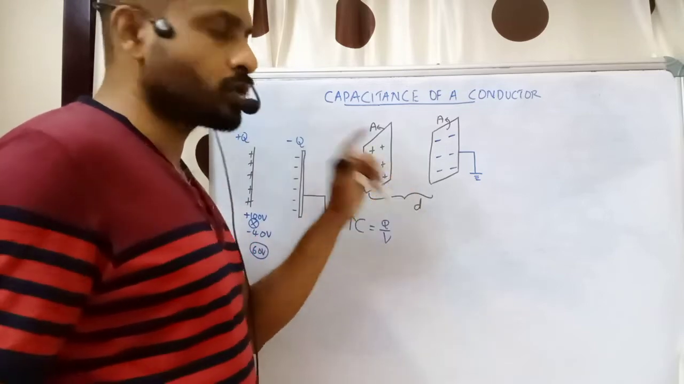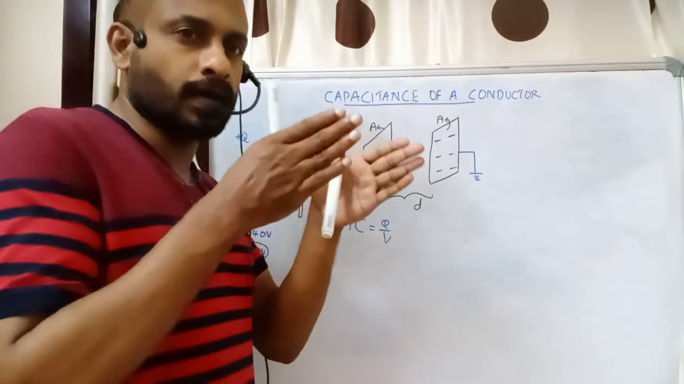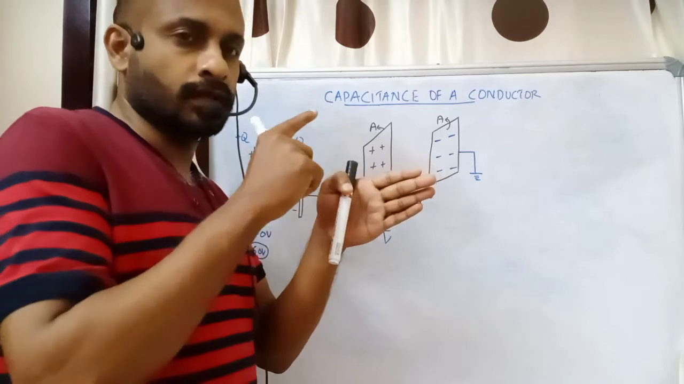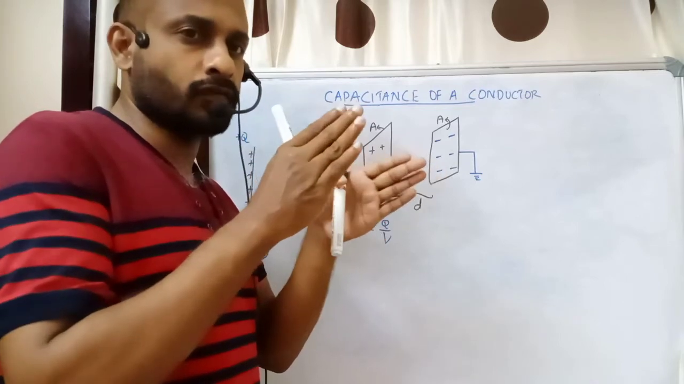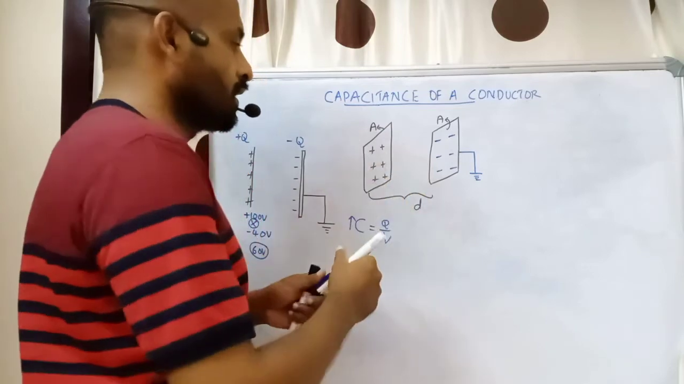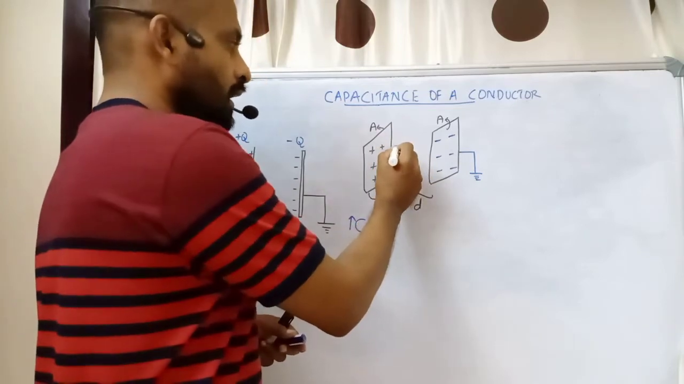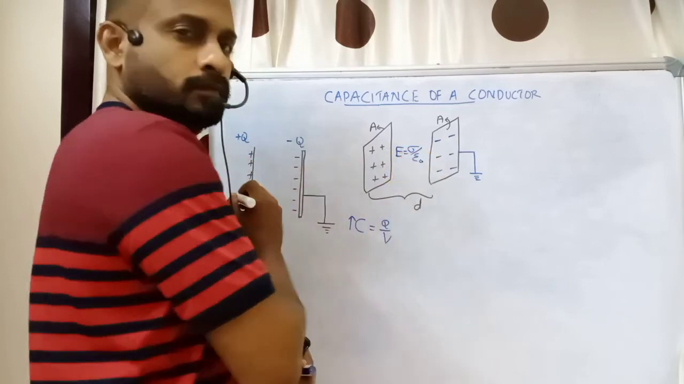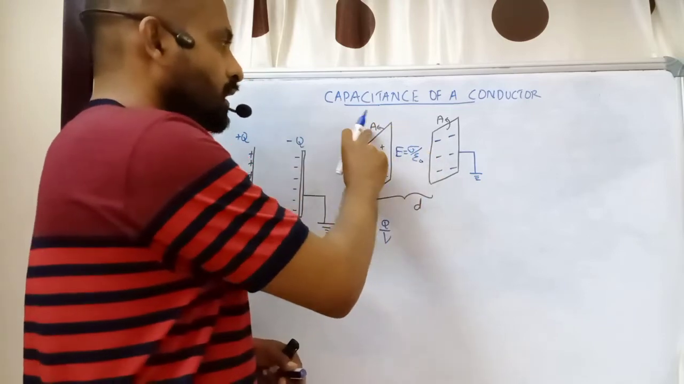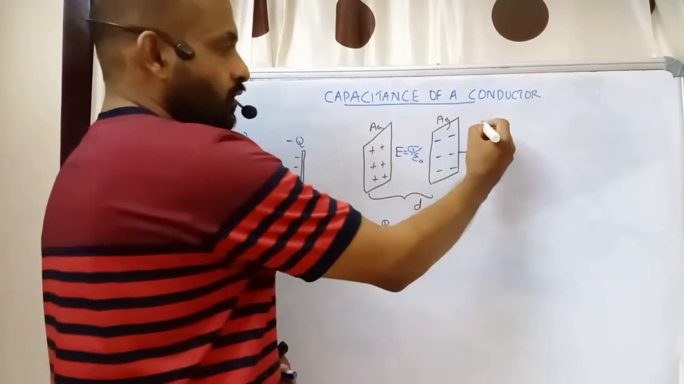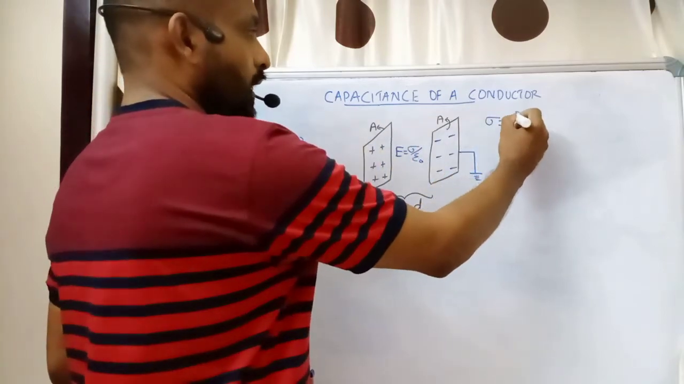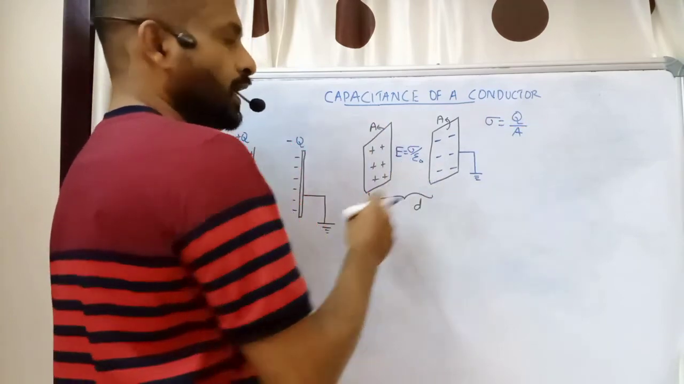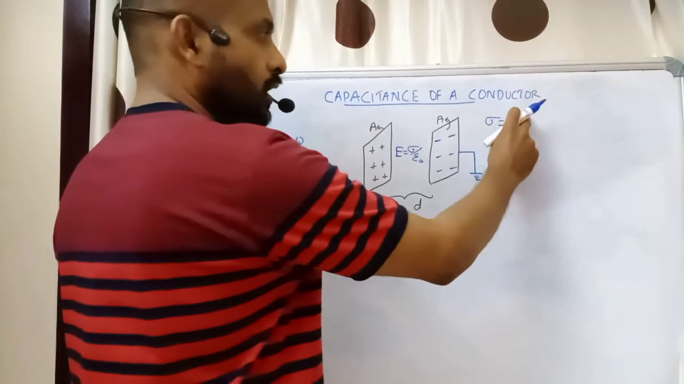Now, in the application of Gauss's law, two parallel conductors, one sheet having positive charge, the other having negative charge, we have seen the equation for electric field in the region between them. What is the electric field in the region between them? The electric field between them is E is equal to sigma by epsilon 0. What is sigma? Sigma means charge density, surface charge density. We know sigma is equal to what? The charge Q divided by area, where A is the area of each sheet. So sigma is equal to Q by A.